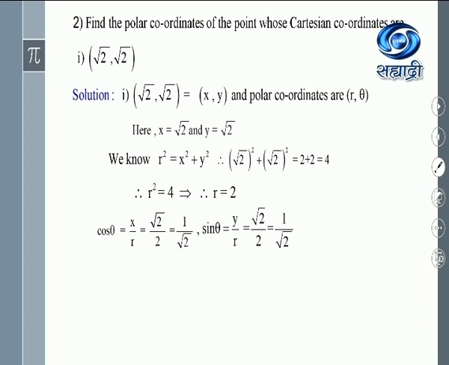Okay. Next is sin theta is equal to y upon r, or you may write y is equal to r sin theta, and substitute the values. y is equal to root 2 again and r is 2. Root 2 upon 2, again split 2 as root 2 into root 2. One root 2 gets cancelled and we are left with 1 upon root 2. Okay. Now we find the ratio sin theta upon cos theta, which is tan theta is equal to 1.